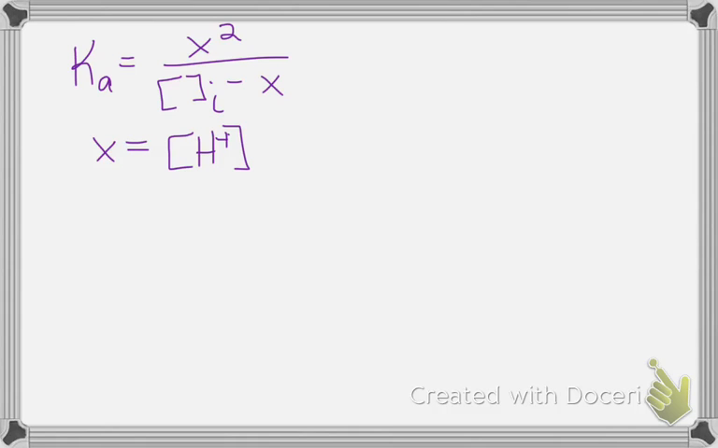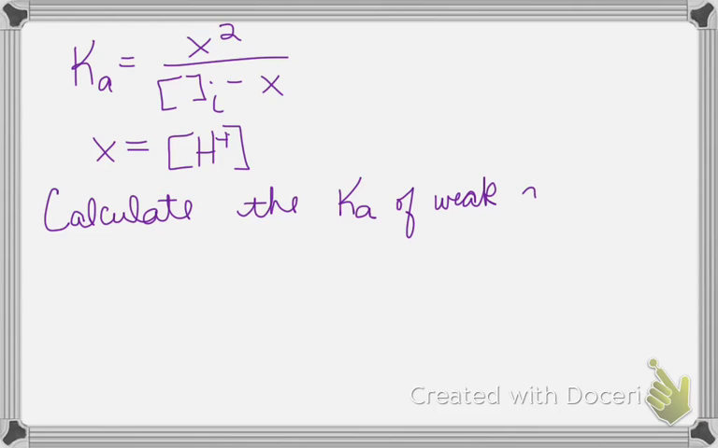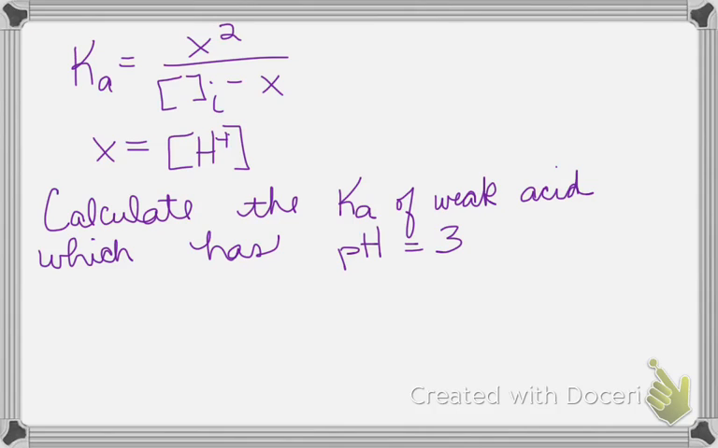Okay. Some of those looks were like, this isn't what we did. So what if we had an unknown acid, and we just need to calculate the Ka of a weak acid? That's all we know. We don't know the identity of the acid, which has a pH equal to 3.92. So let's calculate the Ka of a weak acid, which has a pH of 3.92.